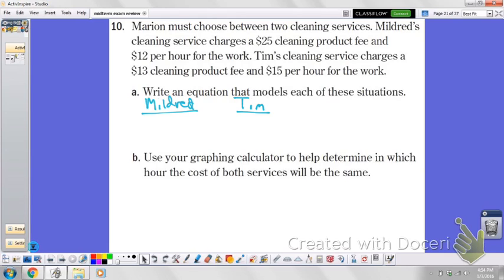Well, looking at Mildred's situation, that's this part right here. It has a flat fee of $25 plus $12 per hour. And Tim, his stuff is right here.